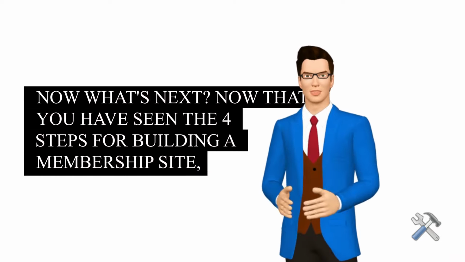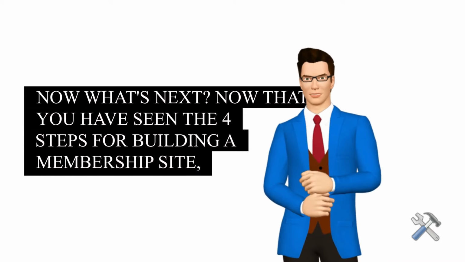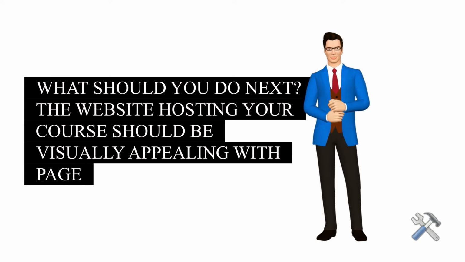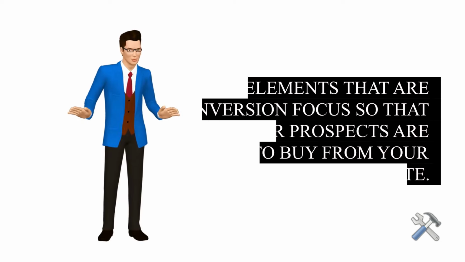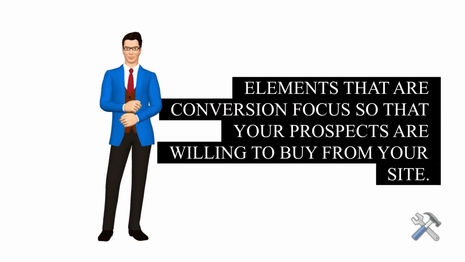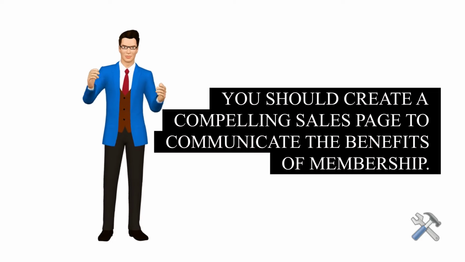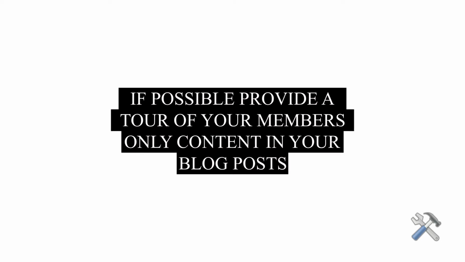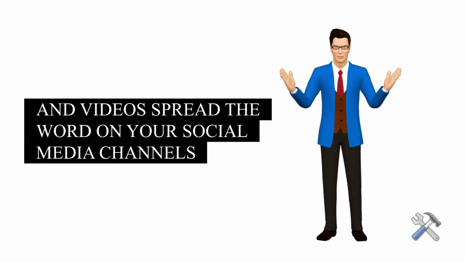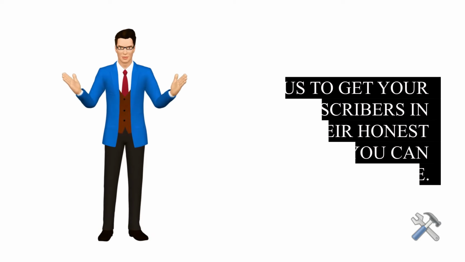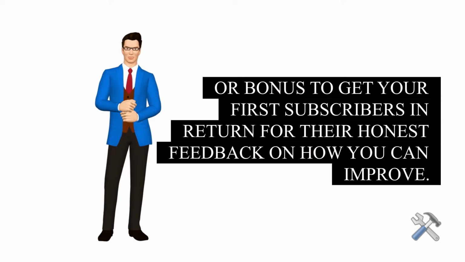Now what's next? Now that you have seen the 4 steps for building a membership site, what should you do next? The website hosting your course should be visually appealing with page elements that are conversion-focused so that your prospects are willing to buy from your site. Here are some ideas to consider. You should create a compelling sales page to communicate the benefits of membership. If possible, provide a tour of your members-only content in your blog posts and videos. Spread the word on your social media channels and encourage your followers to share. Offer an introductory discount or bonus to get your first subscribers in return for their honest feedback on how you can improve.